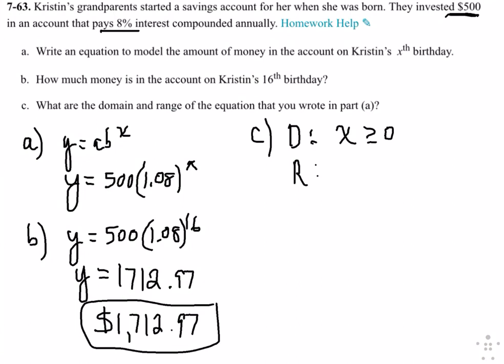The range for this is, what could come out of this? Well, we could get values greater than or equal to 500, right? Because you can't go less than 500 if you put 500 into the account, right? You're guaranteed that that's there, and then it's going to be greater than or equal to 500 for the range.